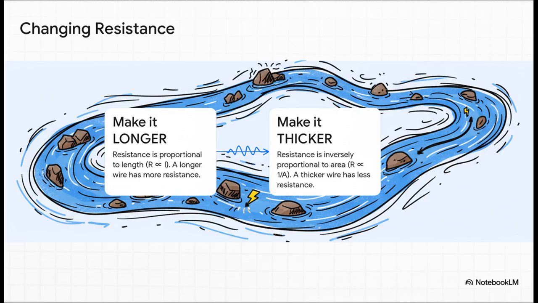Of course. Let's go back to our pipe. Imagine trying to push water through a really, really long and skinny pipe. It's difficult, right? Lots of resistance. So a longer wire means higher resistance. Now, what if the pipe is short and super thick? The water will flow so easily. So a thicker wire means lower resistance. See, it's just common sense.